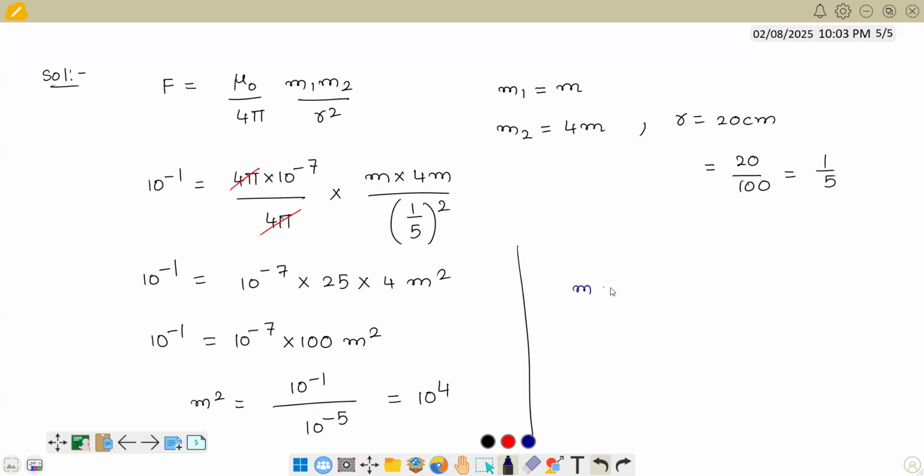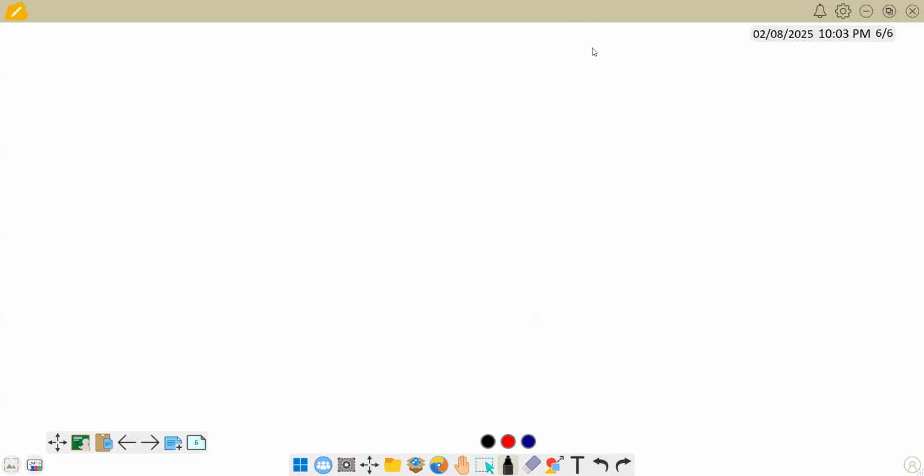Based on this, m would be the root of 10 power 4. Since m cannot be negative, it would be 100 ampere meter. So m1 would be 100 ampere meter. The strength of the other one, m2, would be 4m, so 400 ampere meter. So this is how we are supposed to solve it. Let us go for the next one.